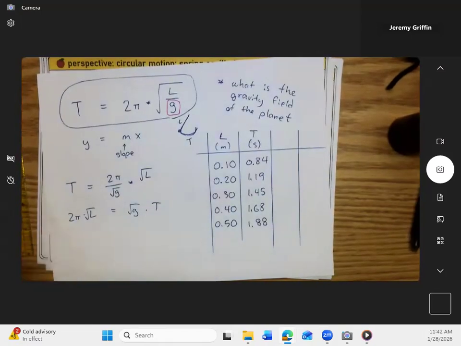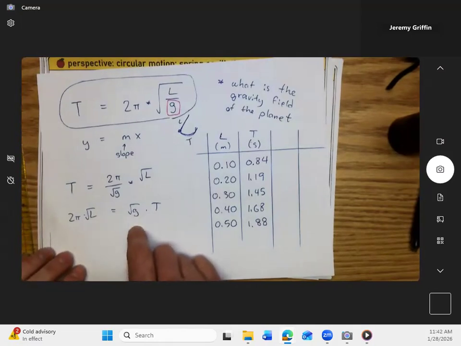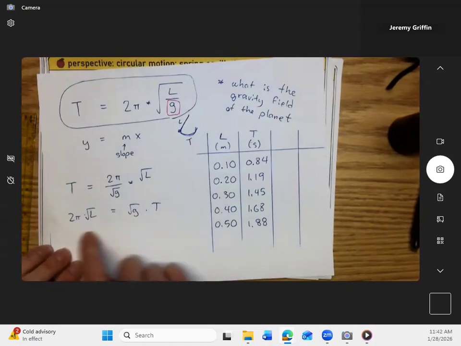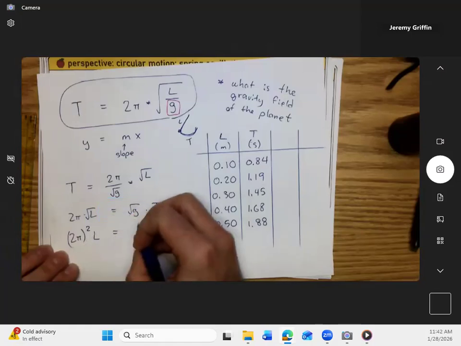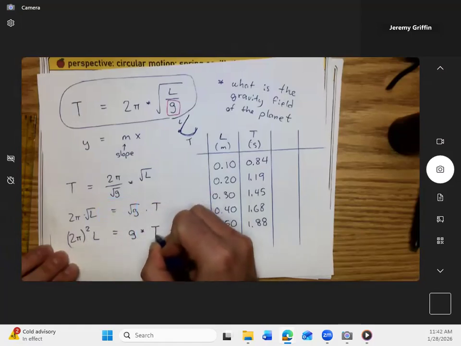But it's still square rooted. So that wouldn't tell me exactly the gravity field. The slope of the line wouldn't be exactly the gravity field. It'd be the square root of the gravity field. So how do I undo a square root? Square both sides. As long as I square everything, it's still valid, right? So let's do 2 pi quantity squared times L equals gravity field times time period squared.